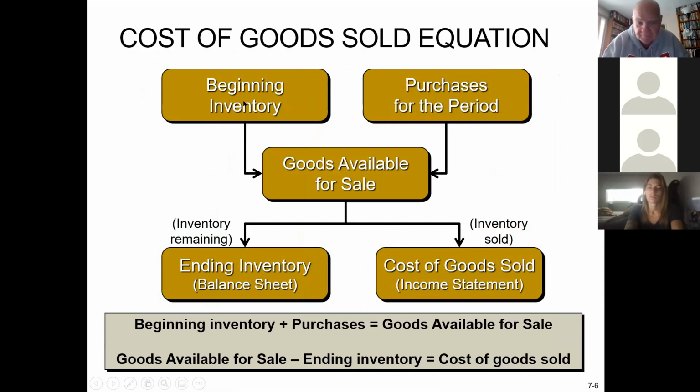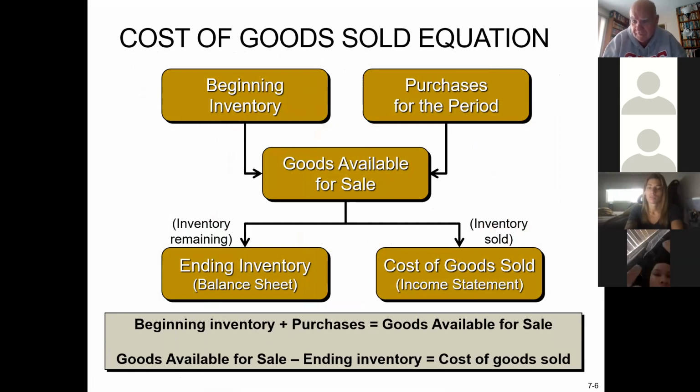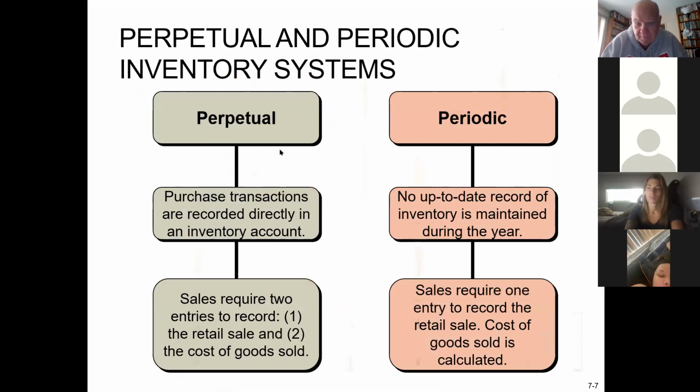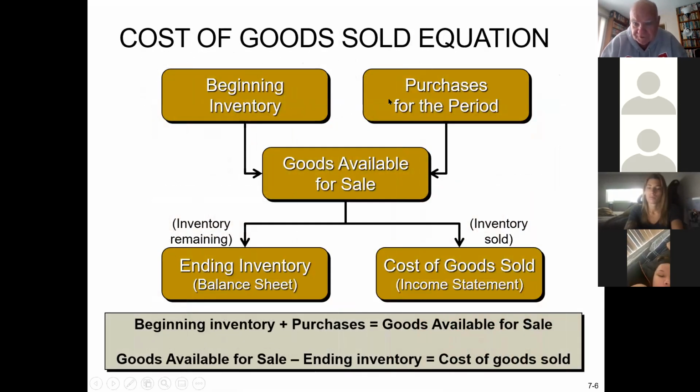You had 1,000 books in your bookstore. Then you purchased 9,000 more books during the month. That gives you a total of 10,000 books. You had 1,000 in the beginning, and then you purchased 9,000 more. Now you have 10,000 books available for sale. That is the amount you could sell at the maximum.